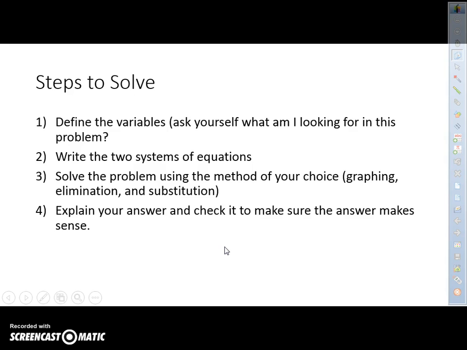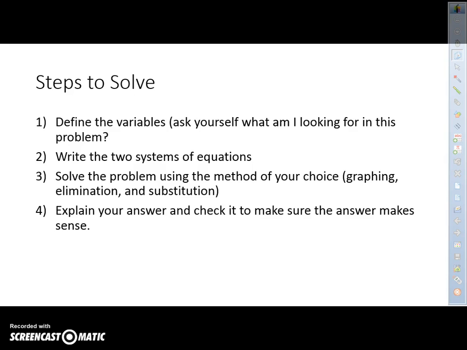And the first thing that you want to do is define the variables. So you want to read the problem and pick out the important information. What are you looking for to solve? The second step is for you to write those two equations. Once you've written them, some of them will be easiest to solve by graphing, solve by elimination, or substitution. So you can choose either which one fits the problem best or which one you think you're most comfortable using.